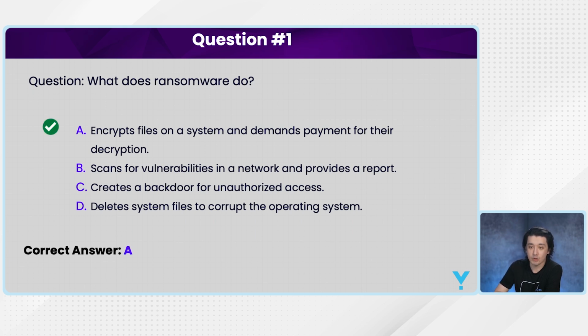Answer is A. Encrypts files on a system and demands payment for their decryption. I really hope you got this one. We went over this twice. It's very, very important. This might be on the test. Maybe. Wink, wink. But okay, let's go to question 2.